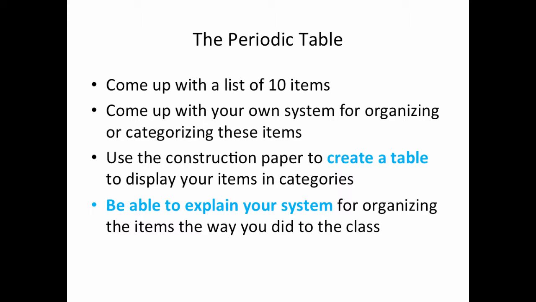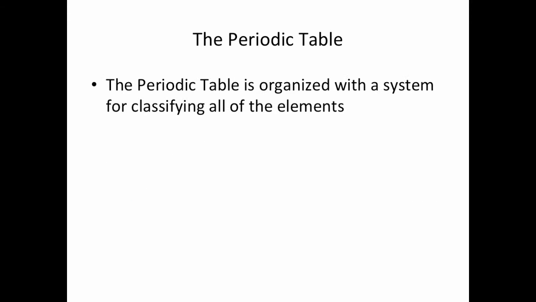That groups share similar properties. The group 1A shares similar properties because they all have the same number of valence electrons, and everything in the same period, or row going horizontally across, the number of the row or period tells you how many energy levels are in each element. The periodic table is organized with a system for classifying all of the elements.